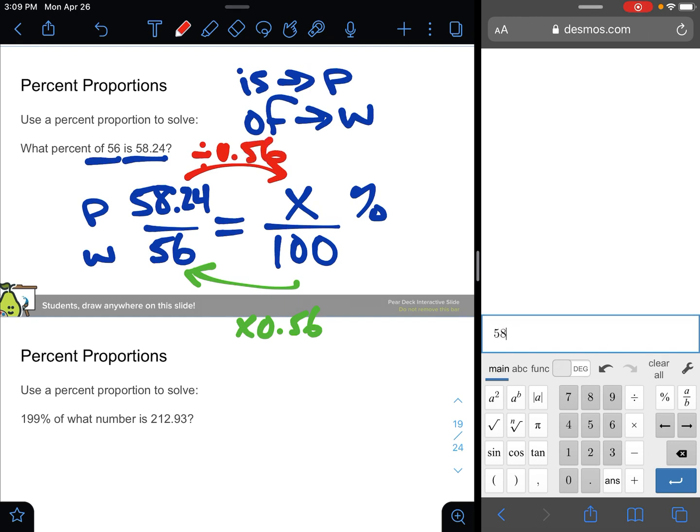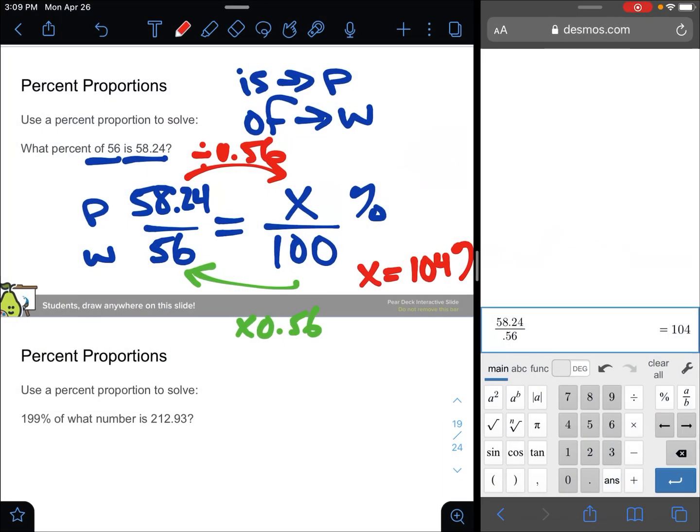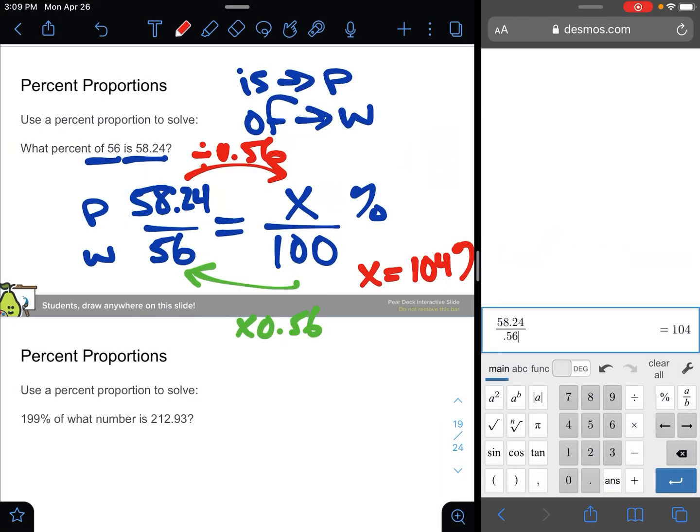So if we take 58.24 and simply divide that by our scale factor going the other way, we'll get 104%, which does make sense because we said it should be more than 100%. So 104%. This is a percent, so the answer should have a percent symbol on it. A different way to do this one without a proportion is to simply divide the left side. If it's a fraction and you want to make it a percent, just divide the top by the bottom, and you get your decimal, which you can then multiply times 100 to get your percent. So either way is totally fine. Obviously, it's the same answer.